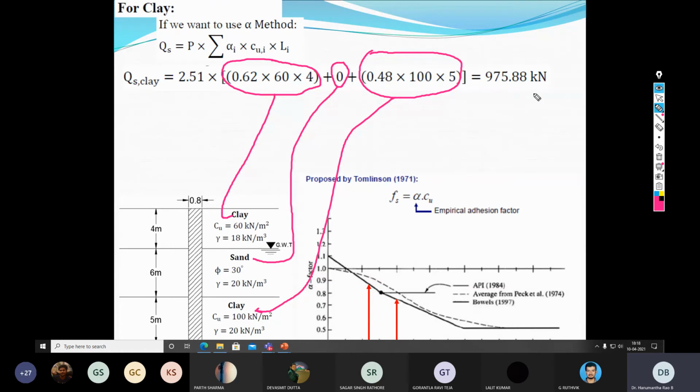So when you compare the lambda method with the alpha method, the lambda method has given a slightly higher value of the skin friction. In the lambda method you got approximately 1500 kilonewton. In the alpha method you got 975 kilonewton.